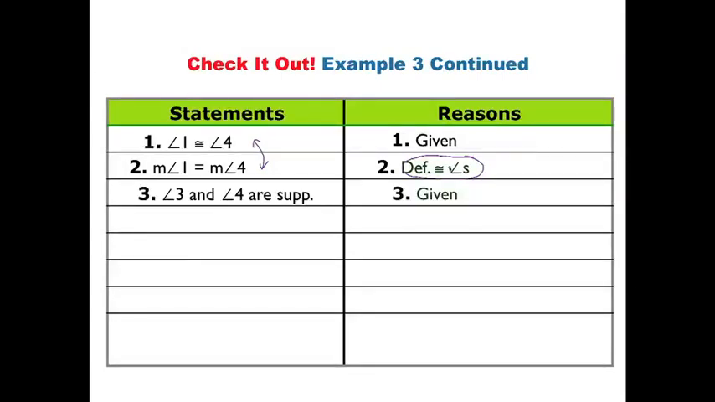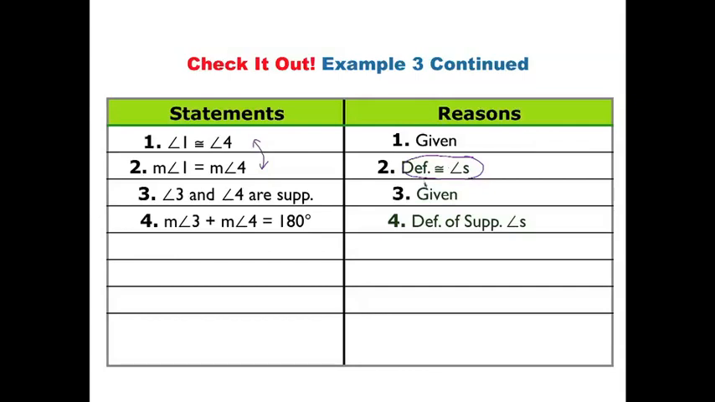Okay, the other given that I had was that angle 3 and angle 4 are supplementary. So all I'm doing is working off the given right now. Well, if they're supplementary, that means they add up to 180 degrees. So I'm going to make the statement that the measure of angle 3 plus the measure of angle 4 equals 180 degrees. And that's the definition of supplementary angles. So I've now used my given to establish all of this.